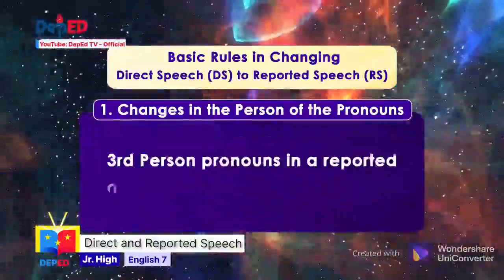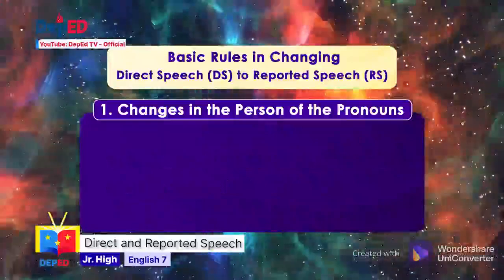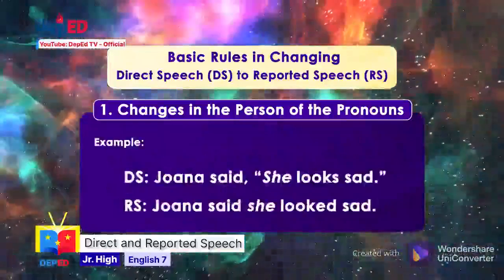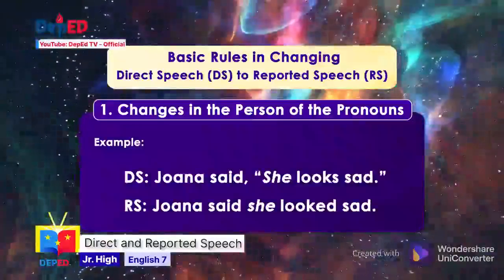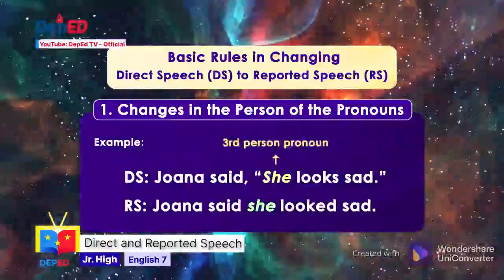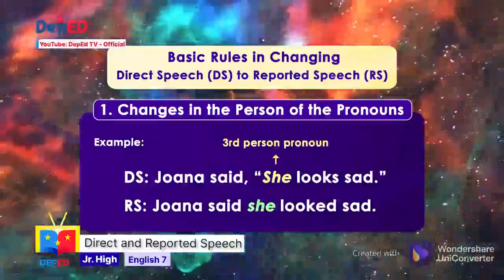Third-person pronouns in a reported clause are not changed. Examples. DS. Joanna said she looks sad. RS. Joanna said she looked sad. The third-person pronoun she in the direct speech does not change when transformed into a reported speech.